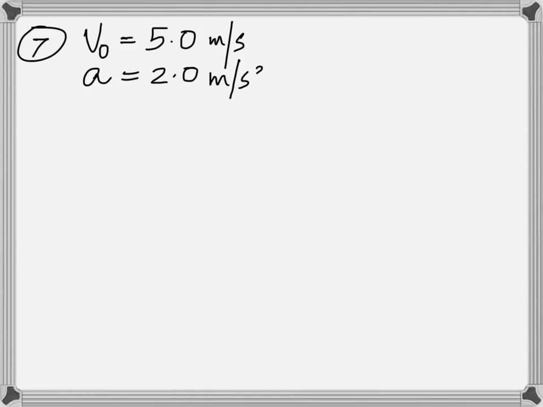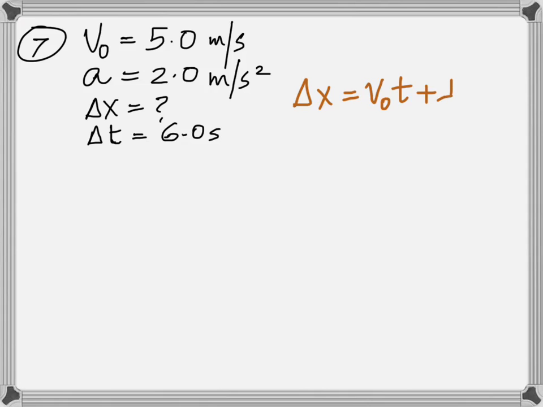In the 7th question, initial velocity is 5 meter per second and experiences a constant acceleration of 2 meter per second squared. What is the cart's displacement during the first 6 seconds of its motion? So, initial velocity 5 meter per second. Acceleration is 2. And you got to find delta x, and the time is 6 seconds. Now, the equation that has all these 4 terms is delta x is v naught t plus 1/2 a t squared.